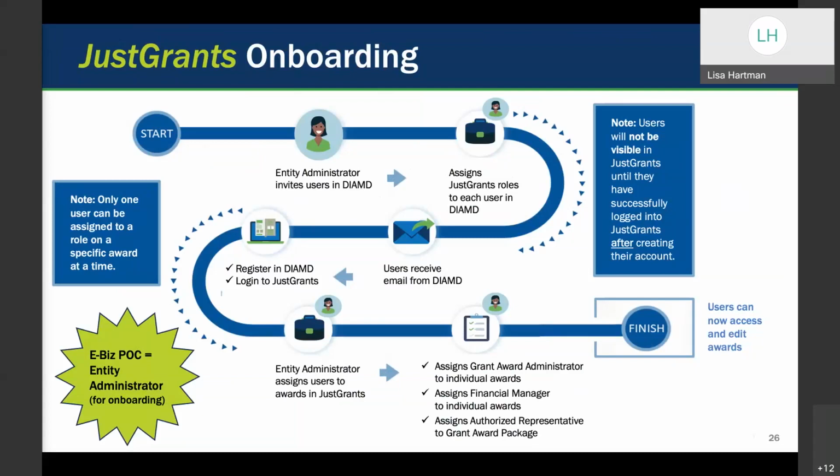This registration is step 1. Step 2 is critical and often forgotten. Step 2 is to actually log into JustGrants. Even though a new user is registered, they're not active users in JustGrants until they've logged into the system at least once. And this is a good time to test their username and password anyway. Now, once the new user is registered and they've logged in, the entity administrator is going to be able to assign that user to specific awards and applications to move forward with award management.